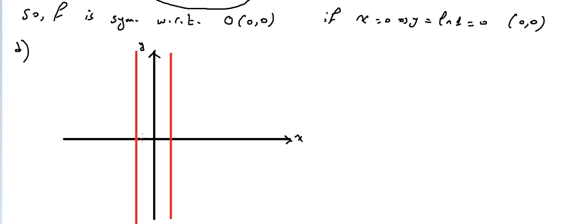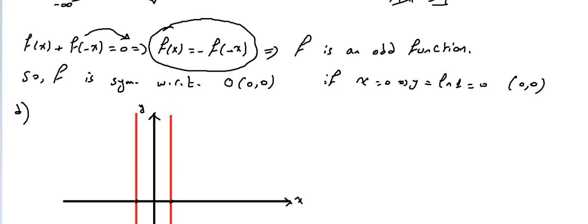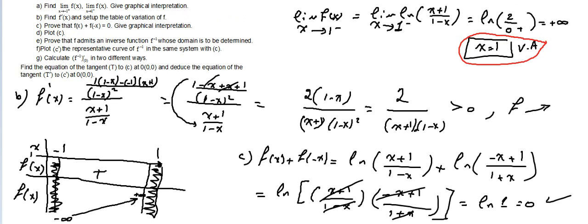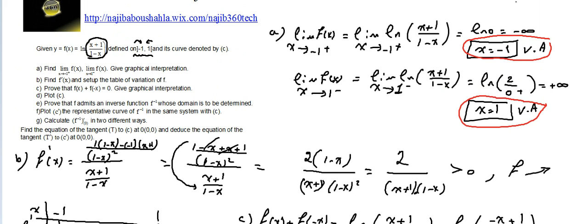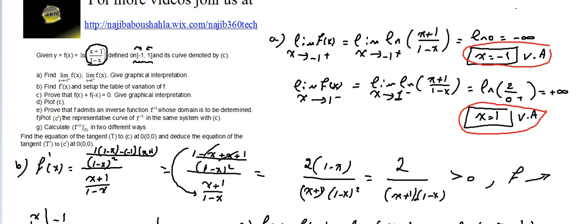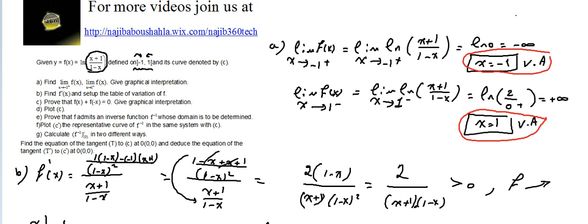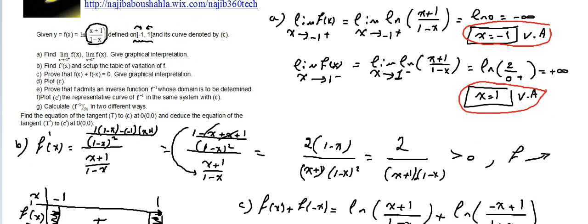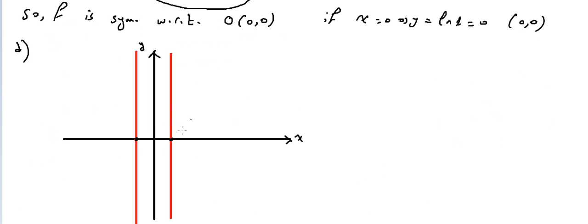Okay, this is video number 16, logarithm. We started this function in video number 15, and you can check we did all these. The function was f of x equal ln of (x plus 1) over (1 minus x), and we got two vertical asymptotes, x equal minus 1 and x equal 1, no horizontal asymptote. I'm going to draw this. You can go back to the previous video to check how we did it.